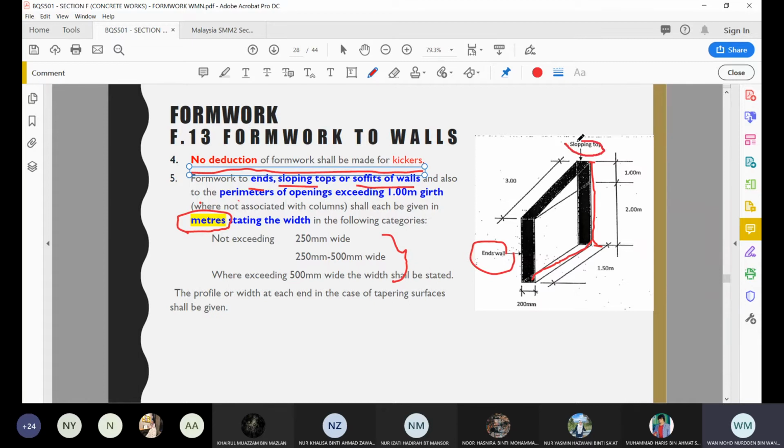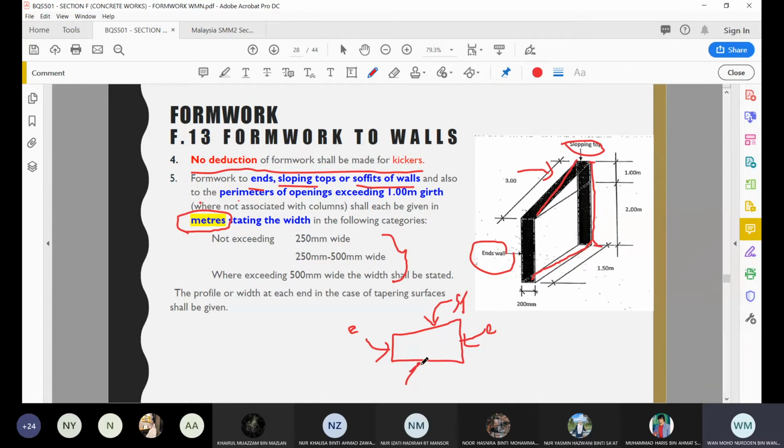Sloping top. Okay, kita buat sloping top. Maksudnya kawasan ni, top dia, kita ada sloping macam ni. Kalau kita tengok dia bagi 2D, kalau dia bagi 3D, kalau kita tengok 2D, rupa dia akan jadi macam ni lah. Yang ni sloping top. Yang ni edge. Okay, ni pun edge lah. Okay. Or soffit of wall.